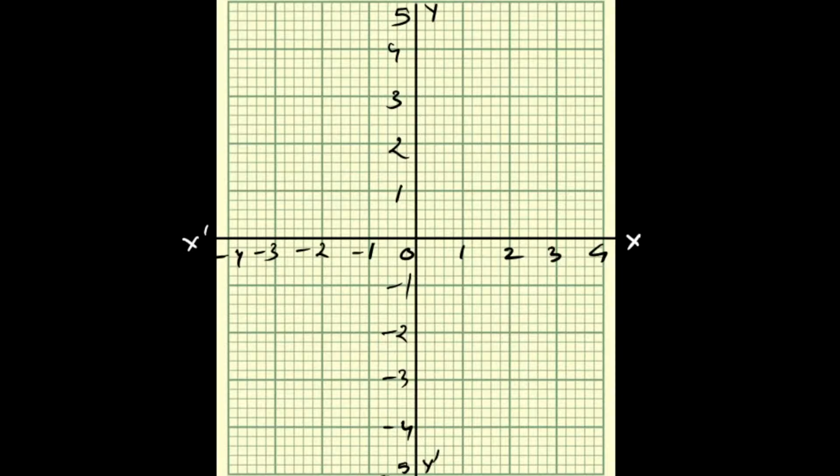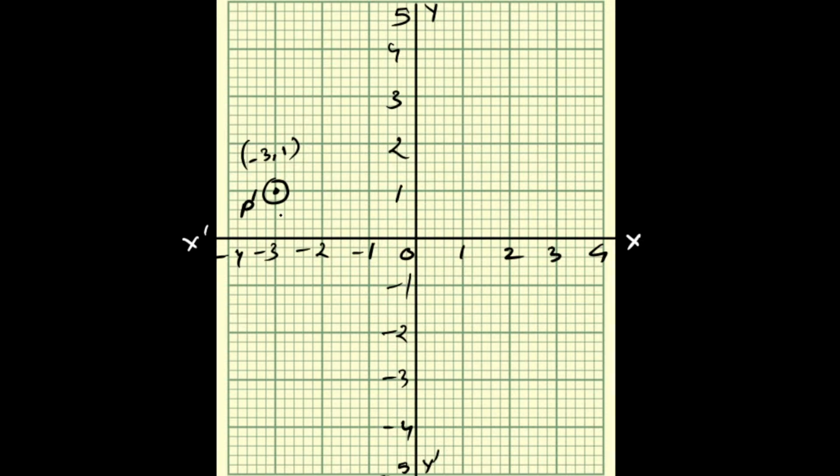It is mentioned that point P is there, which is reflected in the y-axis, and we got P dash as -3, 1. So let us mark this point first of all. For -3 on the x-axis, you have to locate it, then go straight up till 1. So here we got the point -3, 1, and this point's name is P dash.